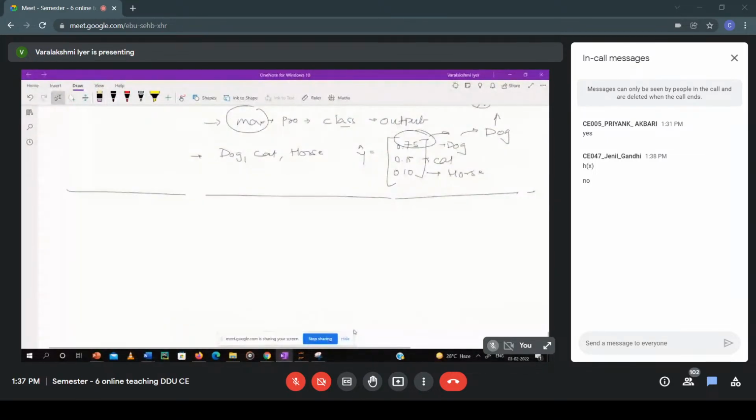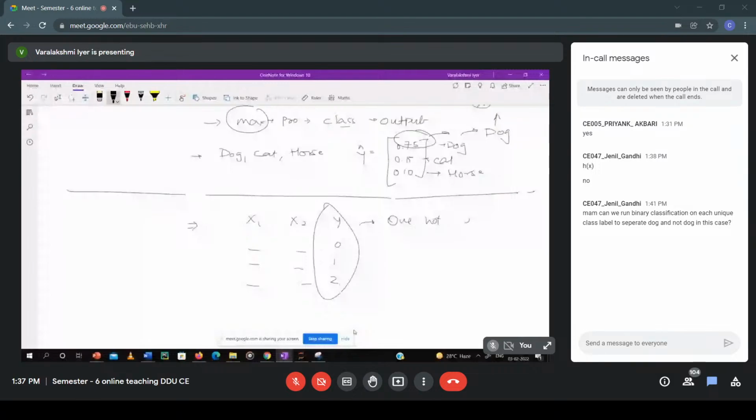Then we later also discussed how it will perform. For example, if your data set is something like this, with x1 and x2 and a y output, and you have 3 classes in the y output, suppose 0, 1, and 2, and certain data given in x1 and x2, what it will do is create a one hot encoding. One hot encoding will be done whenever you are implementing using the scikit-learn library. This is the inside process that will happen on each unique class label to separate dog and non-dog.